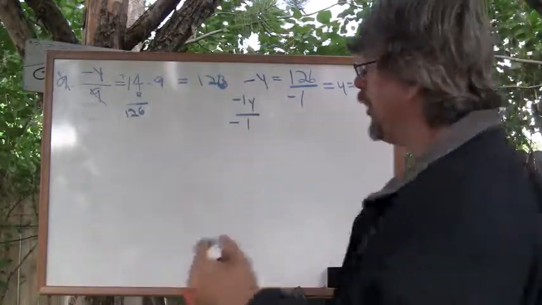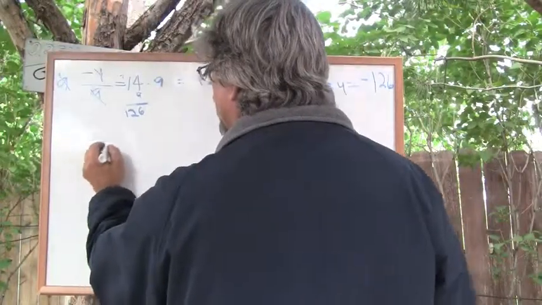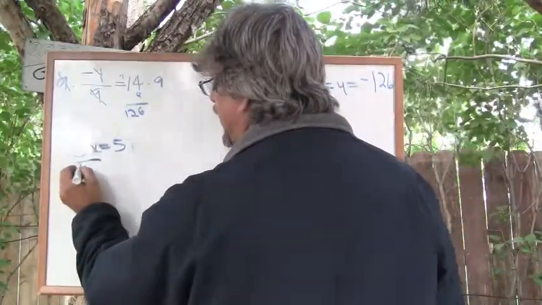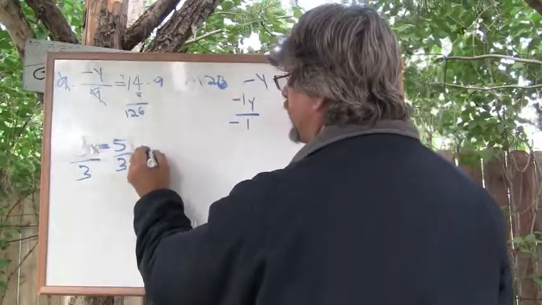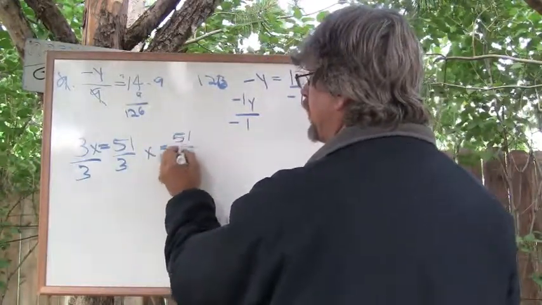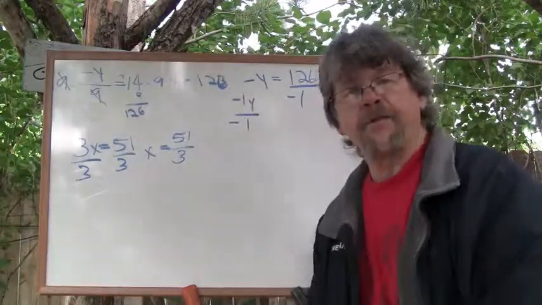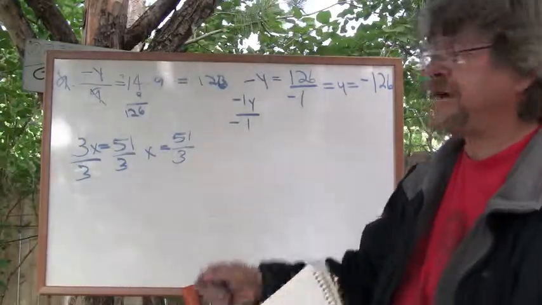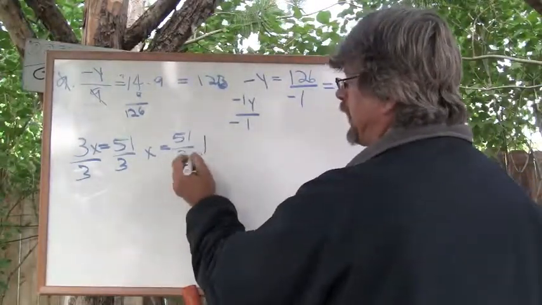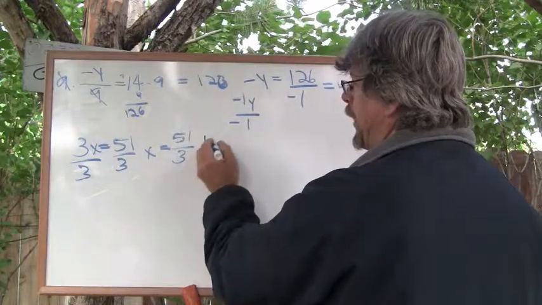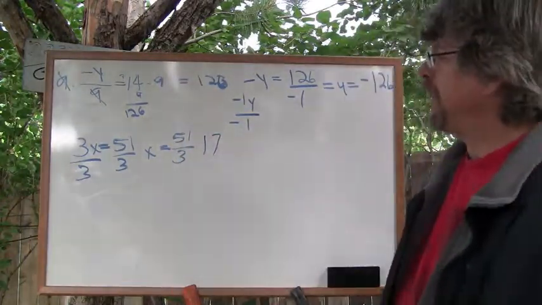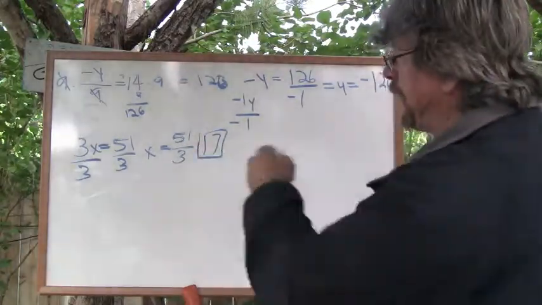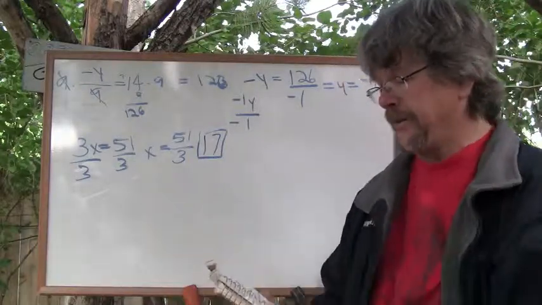Cool, isn't it? 3x equals 51. Someone multiplied by 3. We're going to isolate the x by dividing by 3. Dividing by 3, x equals 51 thirds. You can leave it just like that, and it's perfectly fine. If they want you to do a mixed number, 3 goes into 51 how many times? 17. So the whole number answer is 17. The fraction is 51 thirds for that particular answer.